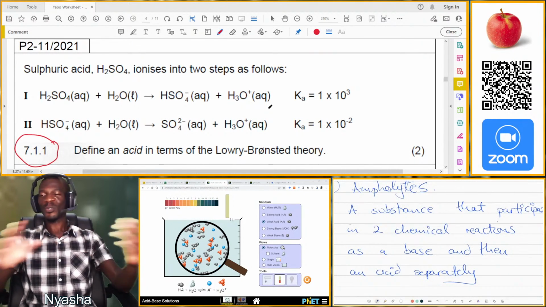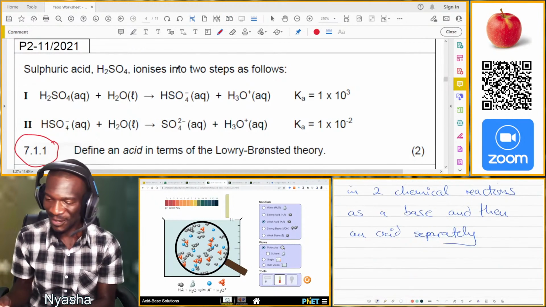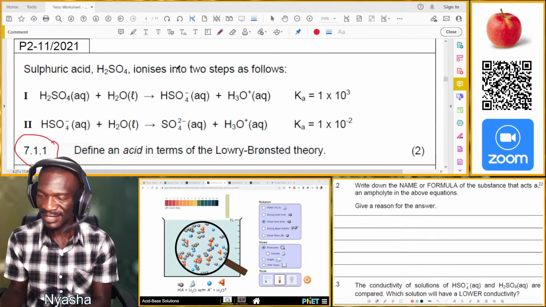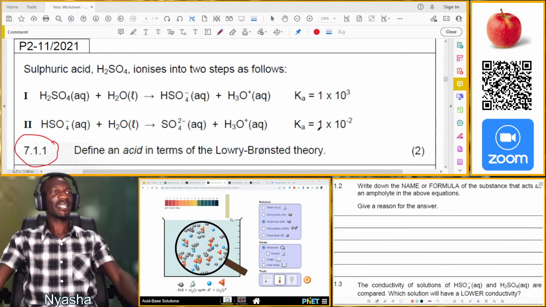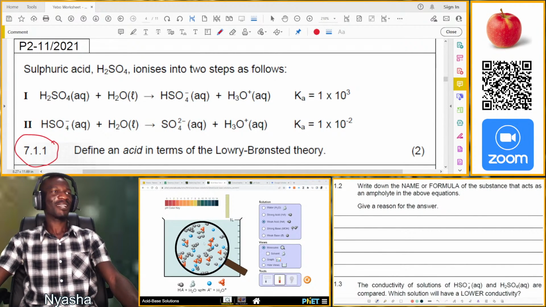So let me give you a chance to look for the ampholyte. So this is the question now. Let's look for the ampholyte in these two chemical reactions. Right, let's relax while we wait for you to look for the ampholyte.